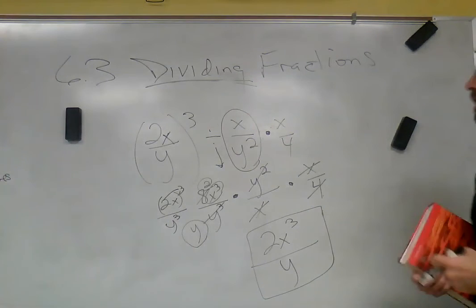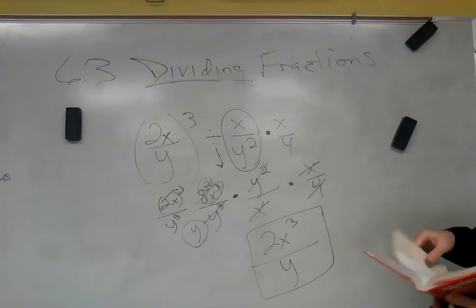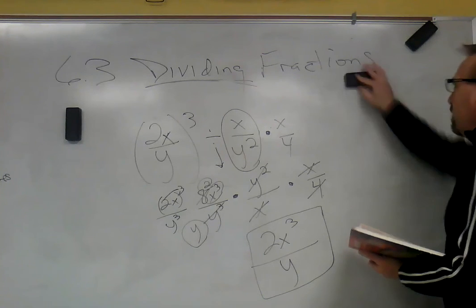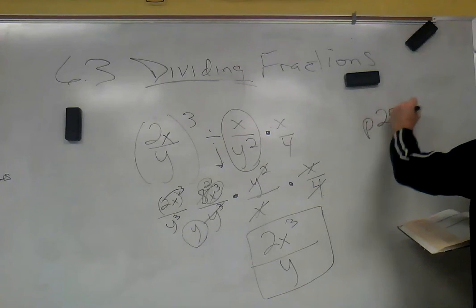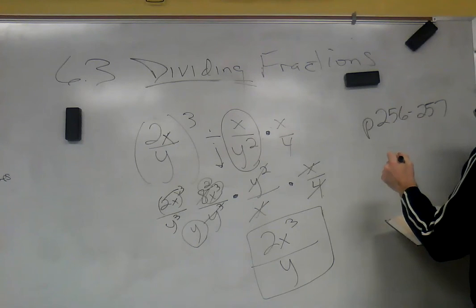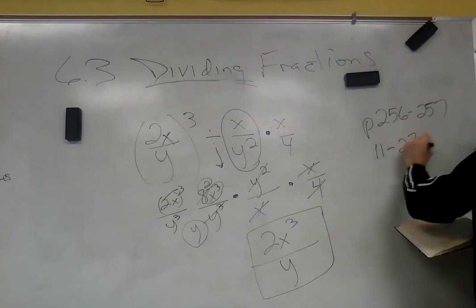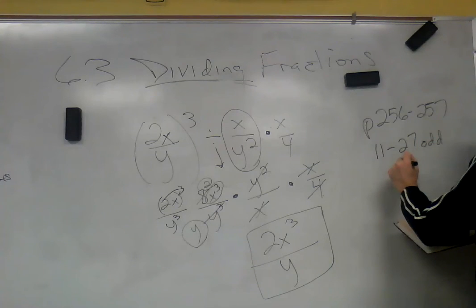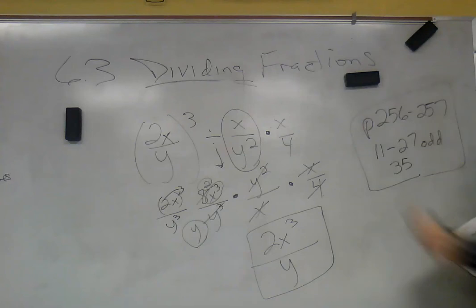So again, especially on the previous problems, try and factor as far down as you can to start. It'll make the problem much, much easier. So on pages 256, 257, do 11 to 27 odd and 35. So 11 to 27 odd, and then 35. 35 has 2 parts, so basically it's 2 problems.